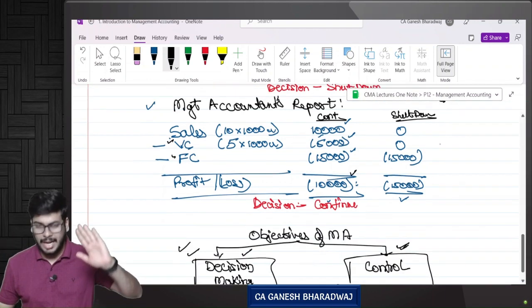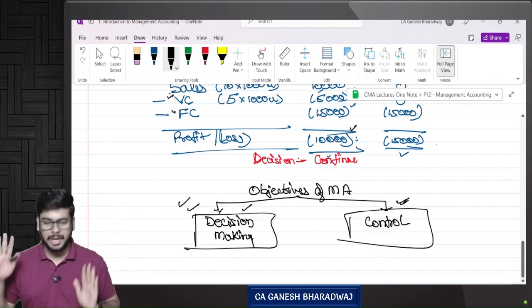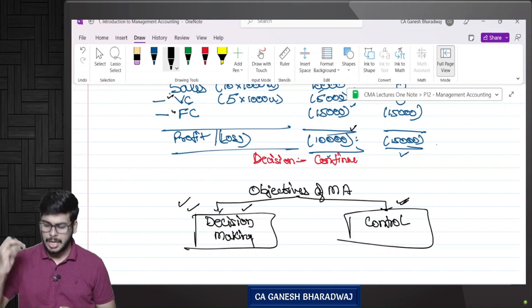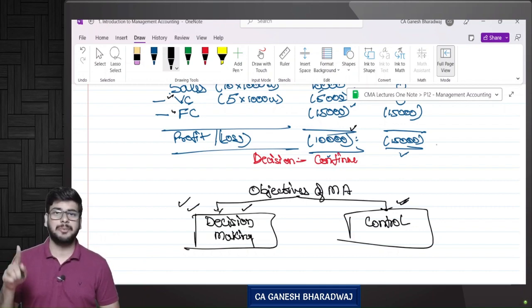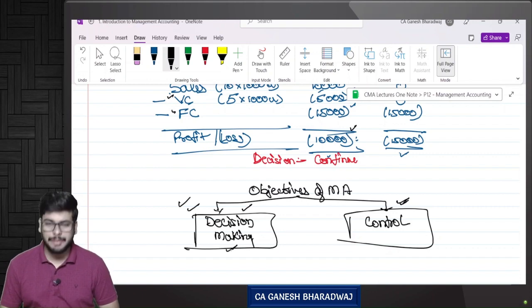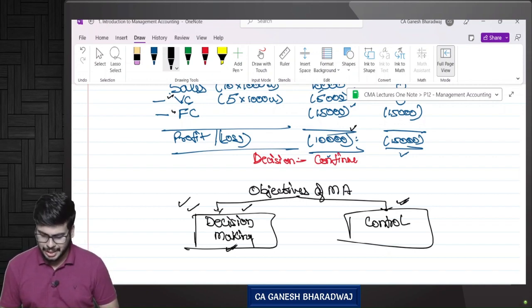Now, of course you also know the twin objectives of this paper: decision making and control. Always have this in your mind. Now, if you see here, certain chapters in our subject help achieve decision making: marginal costing, applications of marginal costing. There are chapters like that, budgets to some extent. These all help achieve decision making.